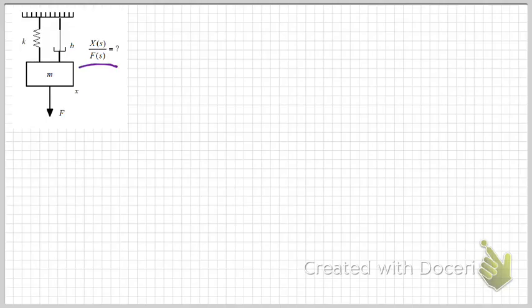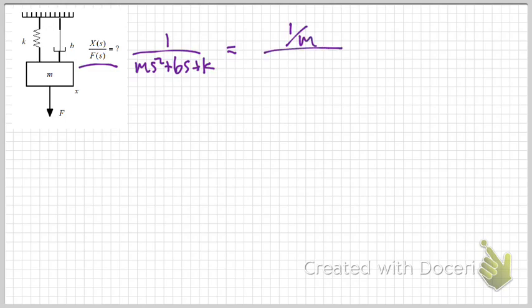Okay, we are back. And the transfer function for this one would be 1 over ms squared plus bs plus k. This one I'm just doing from memory because it's a very common example, but you don't have to know that by memory. So if we put this in standard second order format, we have s squared plus b over m s plus k over m.